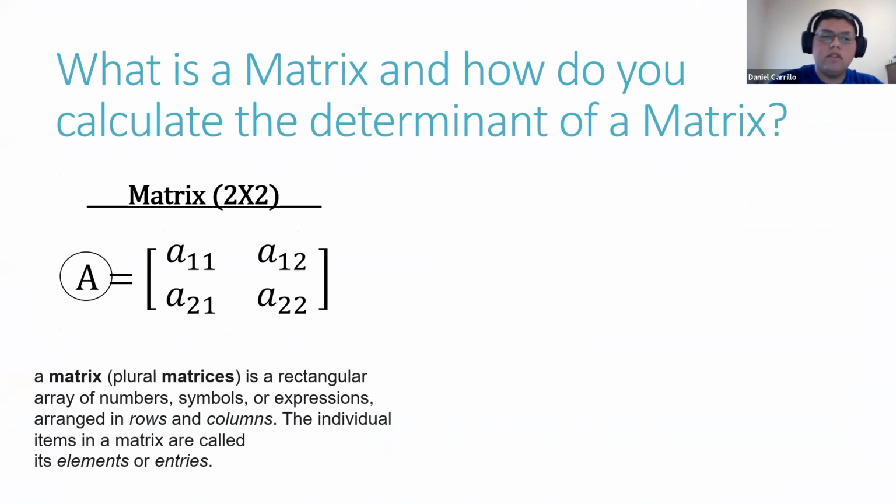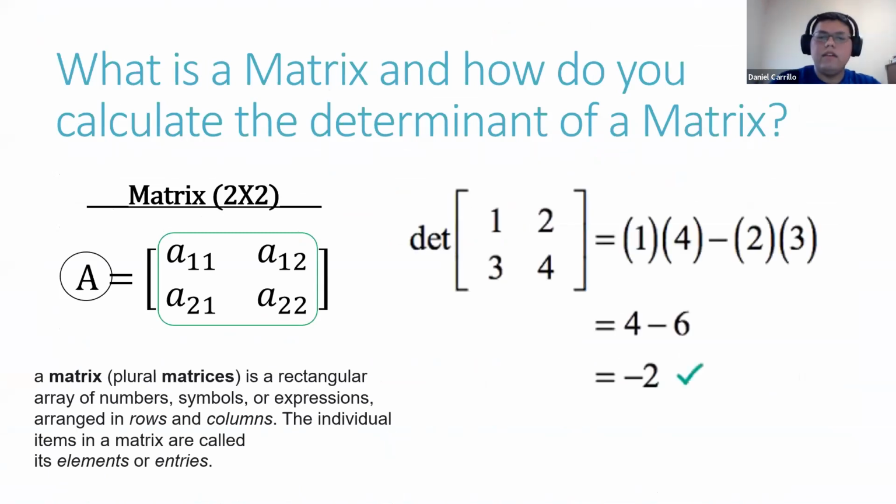And if you look closer over here, where the lowercase a is with the subscripts, those terms are actually called entries. Okay, so if we take a look on the right side, we can see we got an example of how to find the determinant of a 2 by 2 matrix.